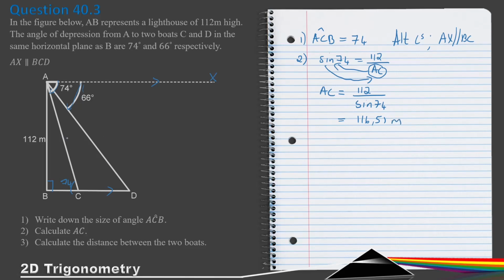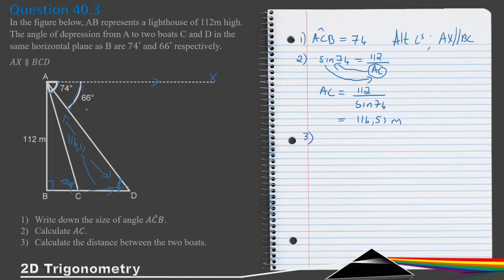All right, so now we know this side. The next question says calculate the distance between the two boats. That distance is CD, and we are now working in a triangle that is not right angled. We have this side, so it would be nice if we had this angle, because that would be an opposite side with an opposite angle pair. And this is the side we want to calculate, so we also want to find that angle.